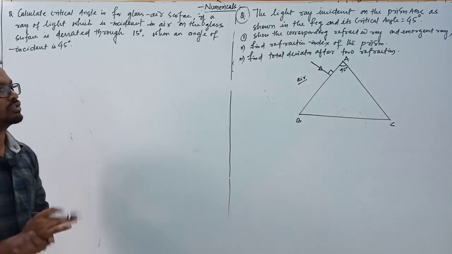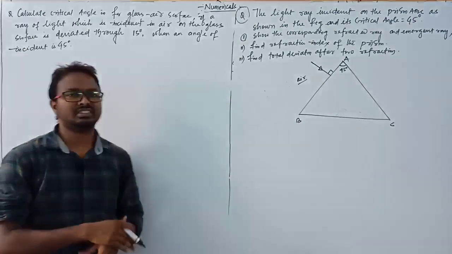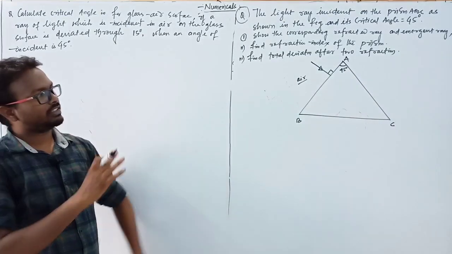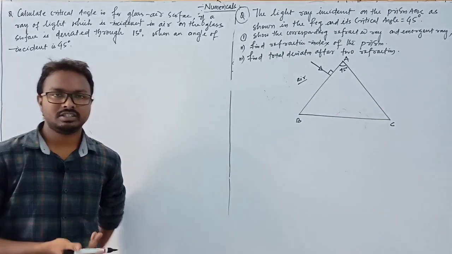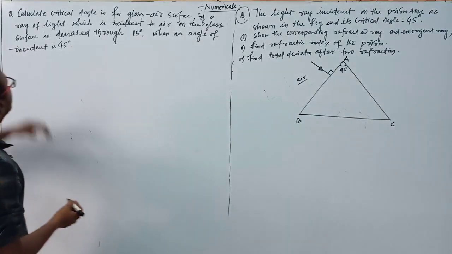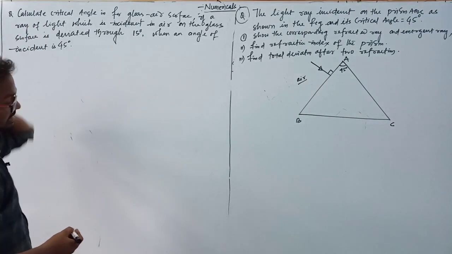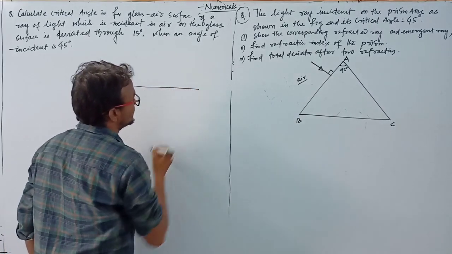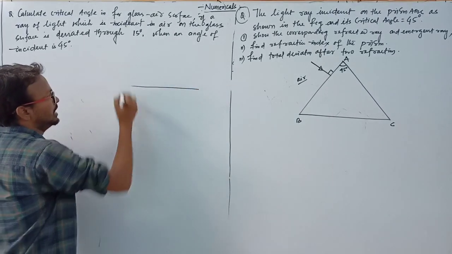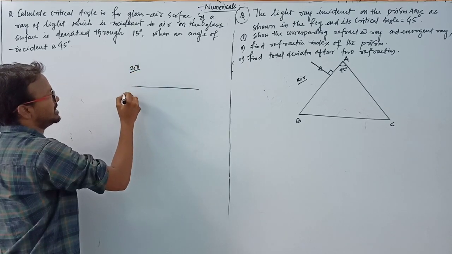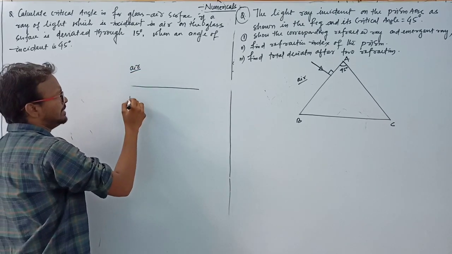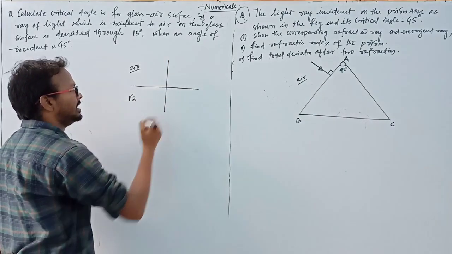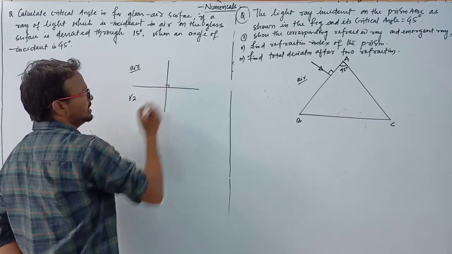Now we have to solve these two questions, and these two questions are based on the critical angle and total internal reflection. So what is the condition of total internal reflection and what is critical angle? Before starting these two questions, first suppose we take one example. Suppose there is an interface separating two media, and this medium is air medium, and this medium is another medium whose refractive index is root 2. Clear? And this is the normal, which is perpendicular to this surface.